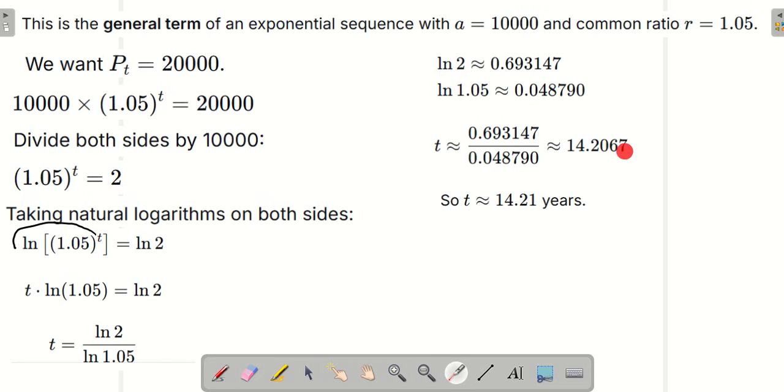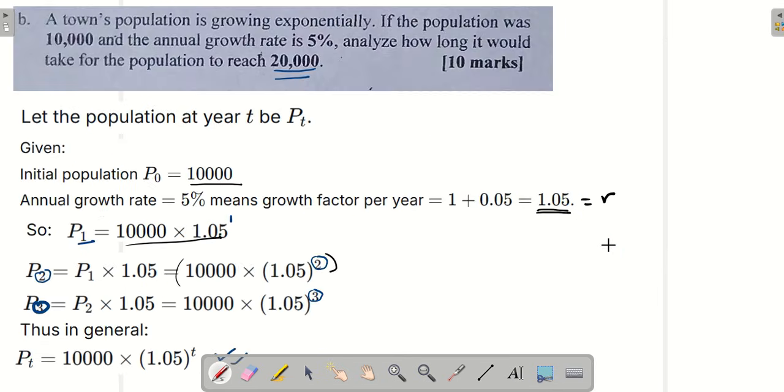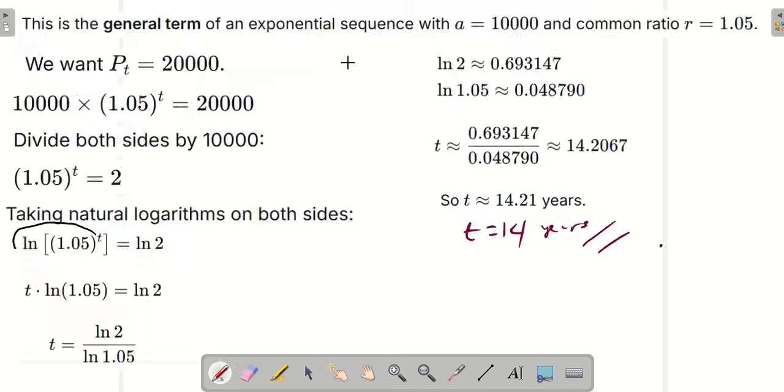So you get this. So it means that T will be approximately 14.21, or you can round it down to T is equal to 14 years. And that is the answer. So it means that in 14 years, the population will reach 20,000, or we can say that in about 14 years, the population will reach 20,000. Alright.